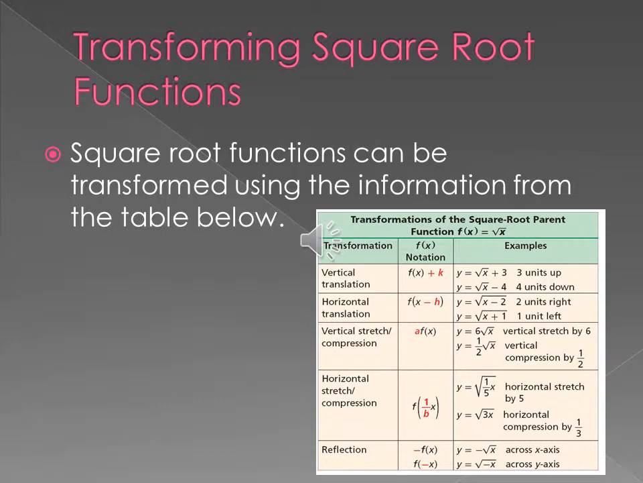A reflection is done by making a or b negative. If a is negative, then it's reflected across the x-axis, which means it's turned upside down. And if it's reflected across the y-axis, the negative is inside the radical. This means it's flipped across the y-axis.